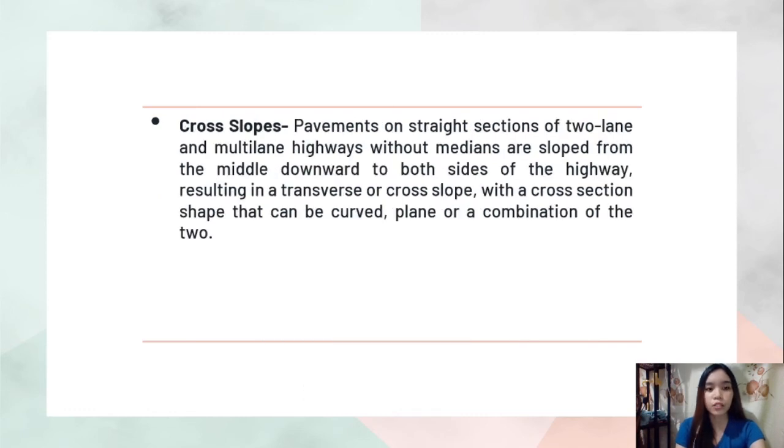Next is the cross slopes. So pavement on straight sections of two-lane and multi-lane highways without medians are sloped from the middle downward to both sides of the highway, resulting in a transverse or cross slope, with a cross-section shape that can be curved, plane, or a combination of the two.